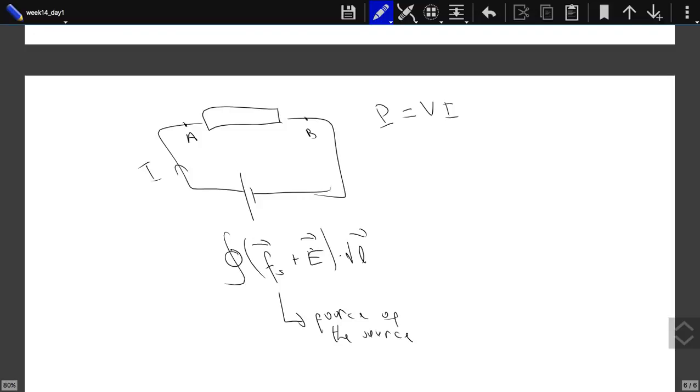But you see, this E is created by the point charges accumulated here and there. But the integral of this electrostatic electric field around any closed loop is just 0. So this is basically the integral of Fs.dl. This is the work done on my charge inside my source, whatever the source is, so that the charge goes from a lower potential region to a higher potential region. This is what we call the EMF.